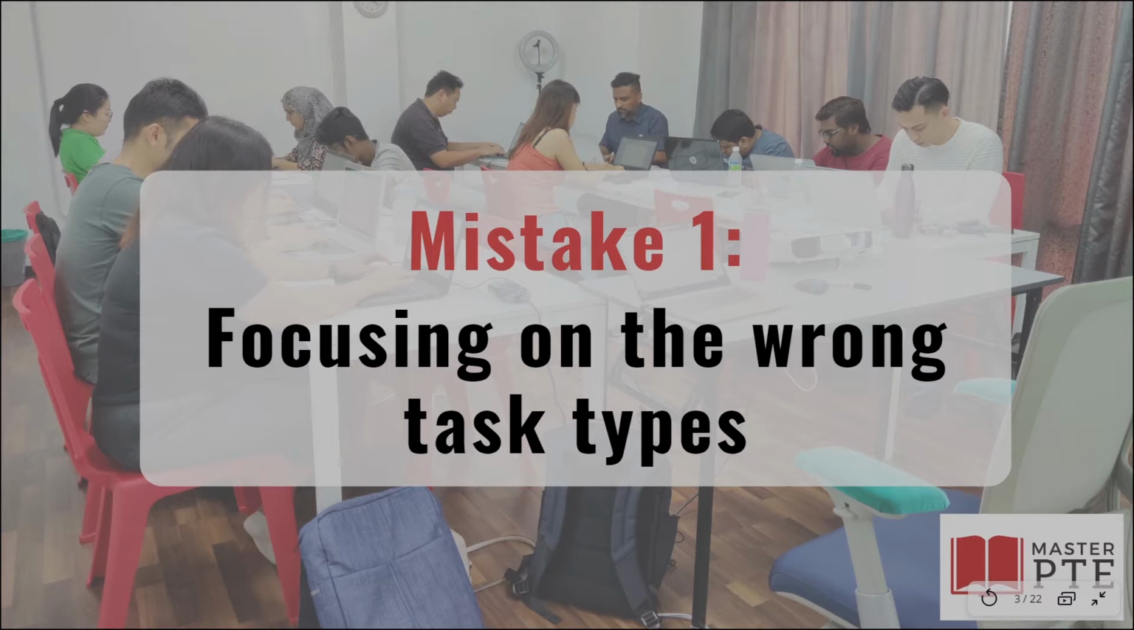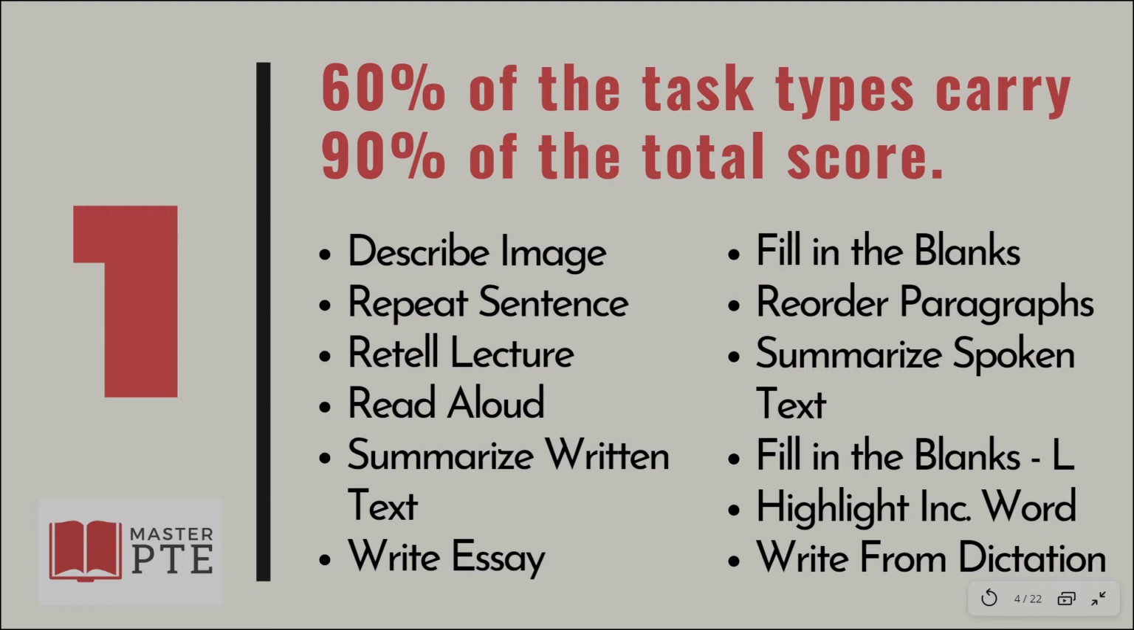If you didn't know before, there are 20 task types in PTE, and not all of them are created equal. This means that some of them are of heavier weightage than the others. So it's important to know which ones so that we can be most effective in answering the questions and allocating our time. Based on our experience with our students and the tests that we have carried out, we have identified that 60% of the task types in PTE carry about 90% of the total score. So this is extremely useful information.